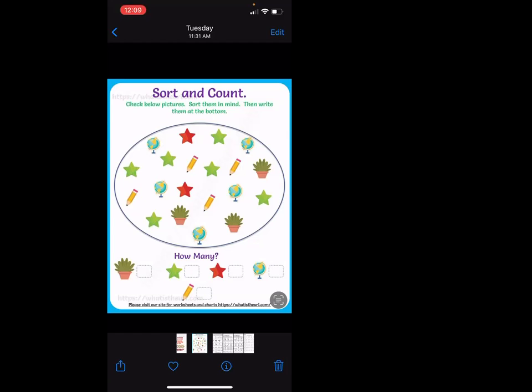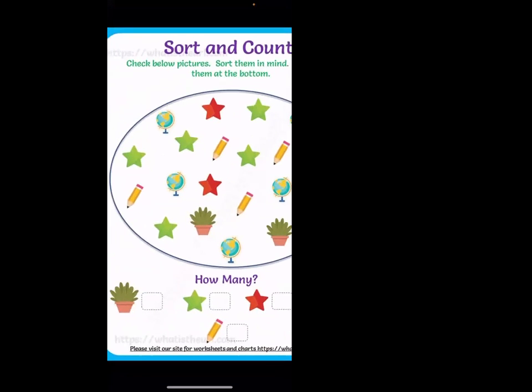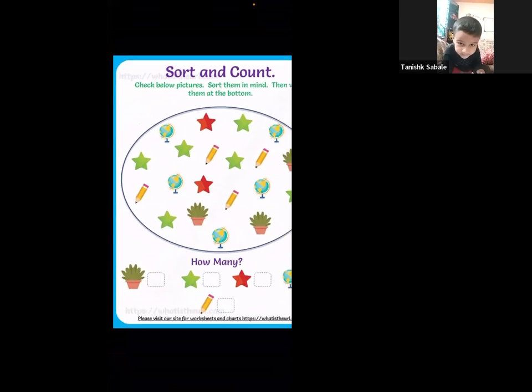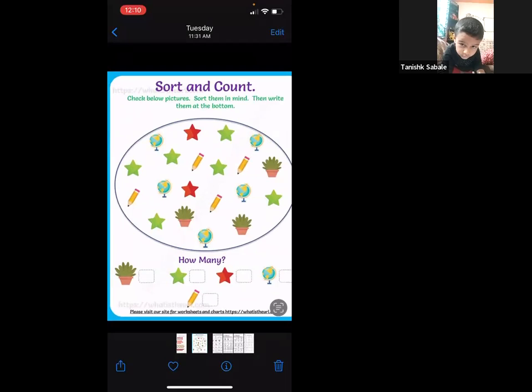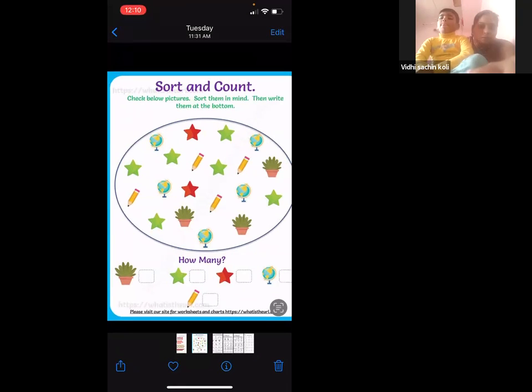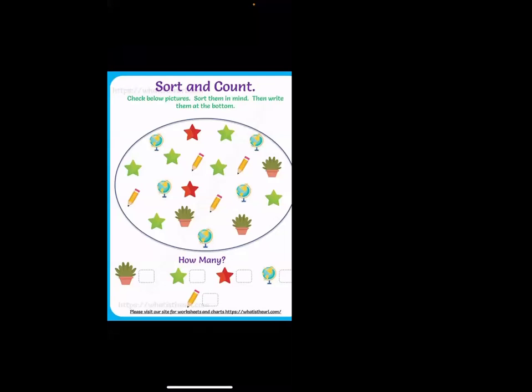Now, what is the concept, children? Sort. What does sort mean? To separate out, and count. We have to count how many there are. So the first one, can you see here are some plants? These are the plants. There are some green stars, some red stars. Earth is here, the map of earth, and the pencil. So we have to sort. What do we have to do? You have to count how many plants there are.